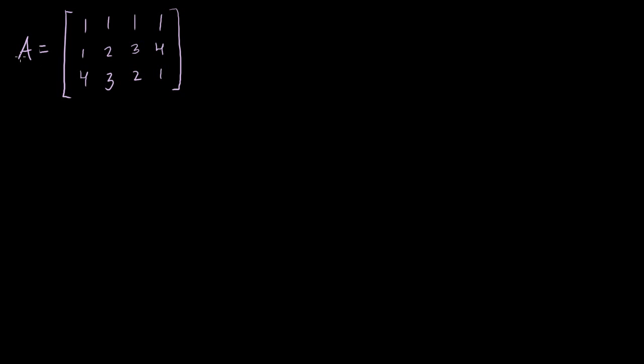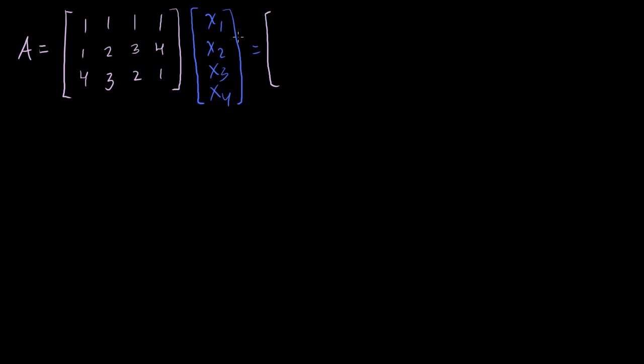So the null space is literally just the set of all the vectors that, when I multiply A times any of those vectors, give the zero vector. So let me say that the vector x1, x2, x3, x4 is a member of our null space, that when I multiply this matrix times this vector, I should get the 0 vector.